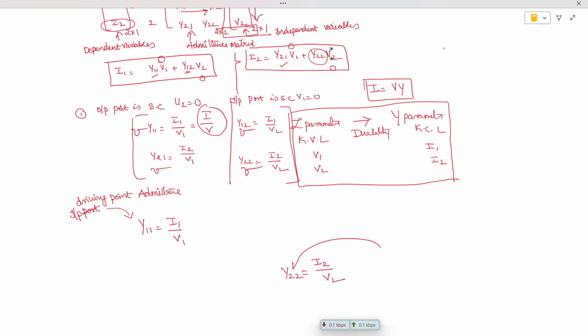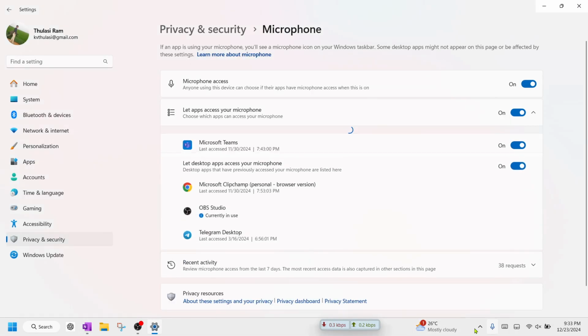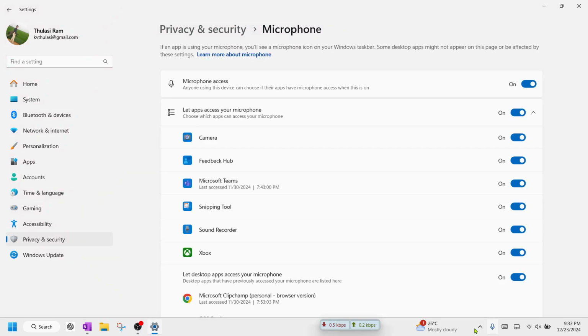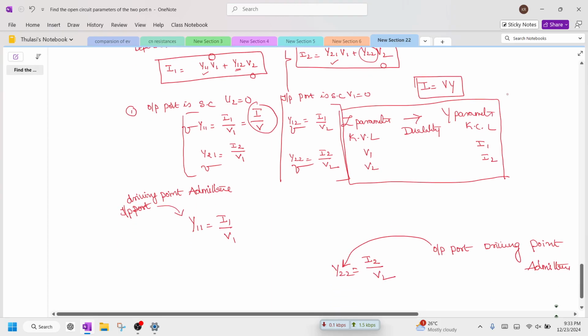where y22 is referring the output port. That's why it is called output port driving point admittance. Hope you are able to understand. Let me check out if any issue is there with the mic. Okay, all right. So now that's how we define y11 and y22.